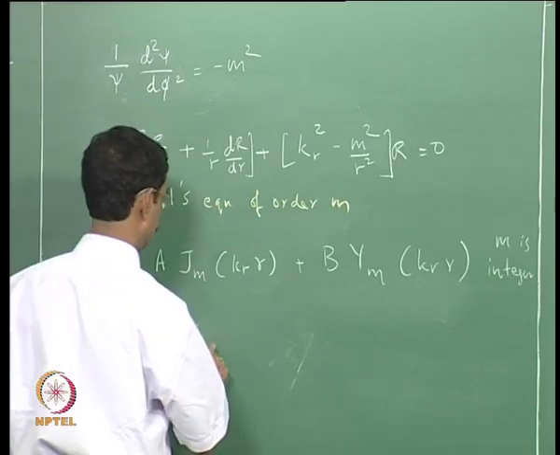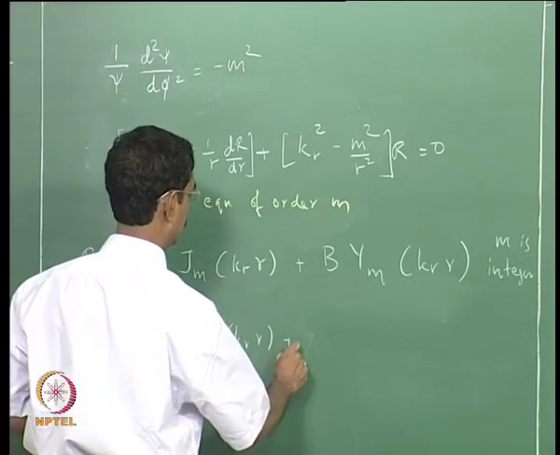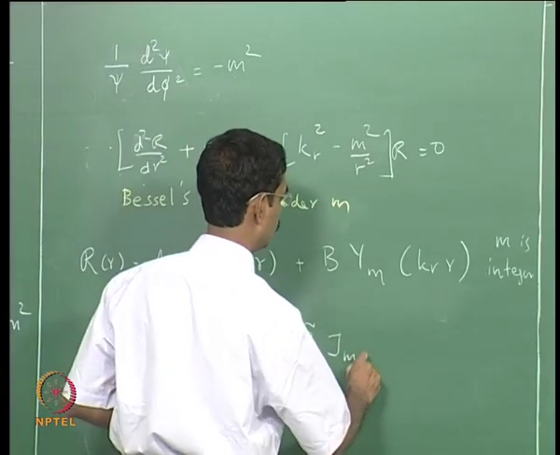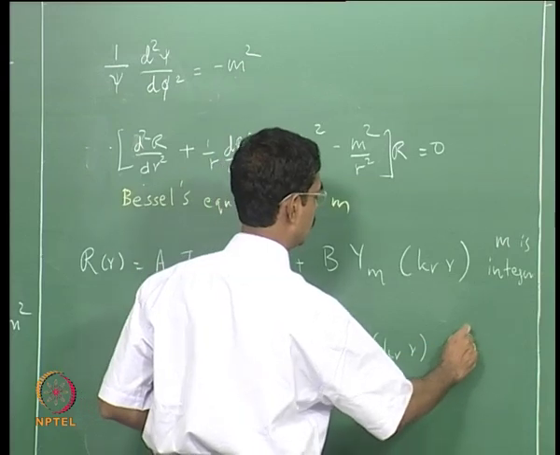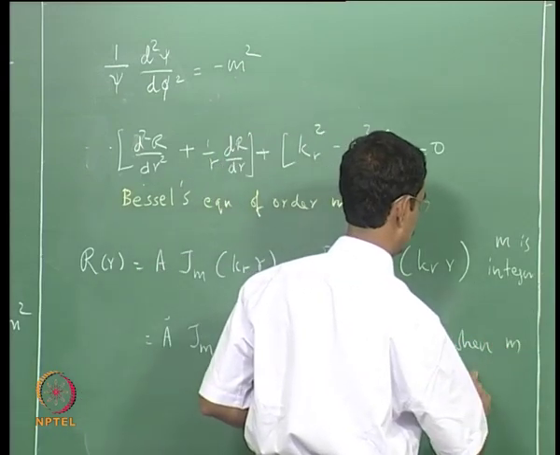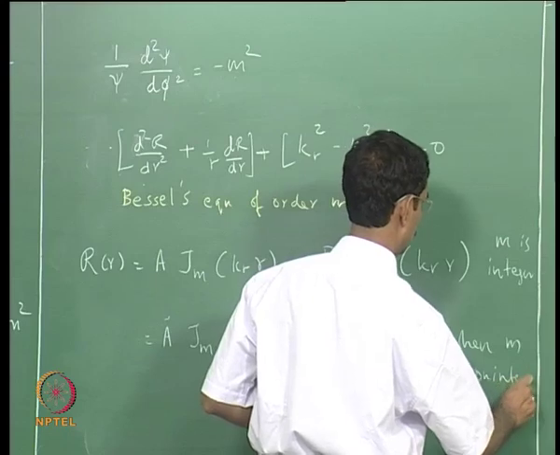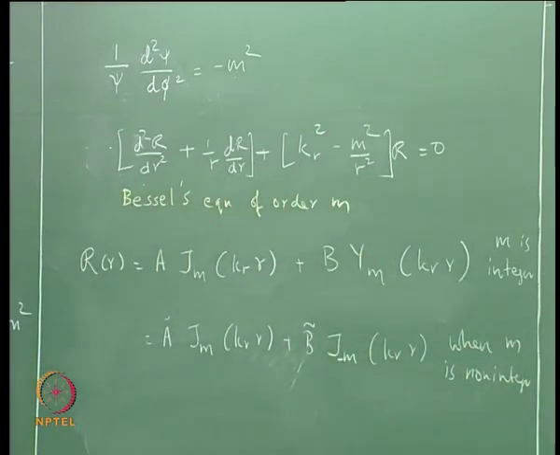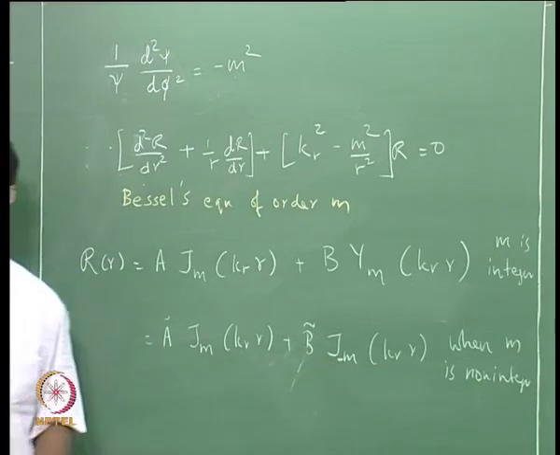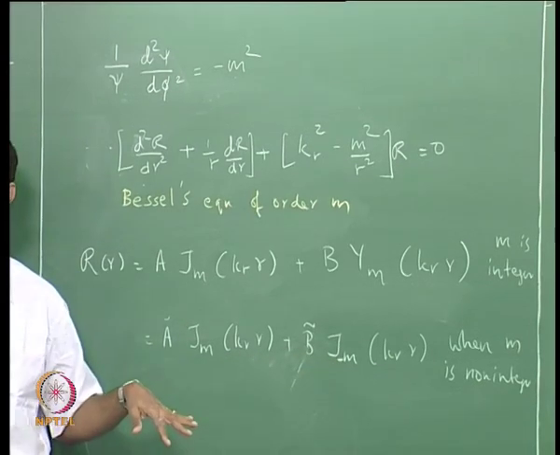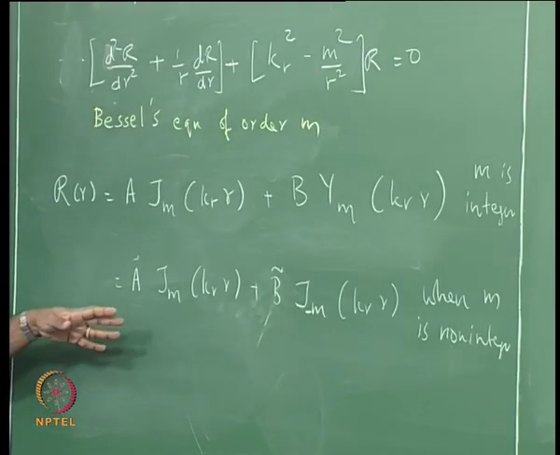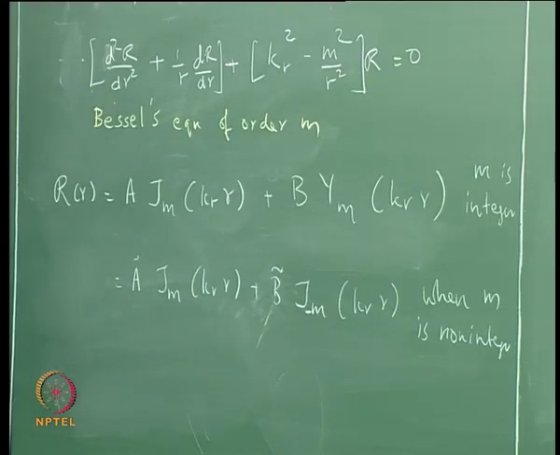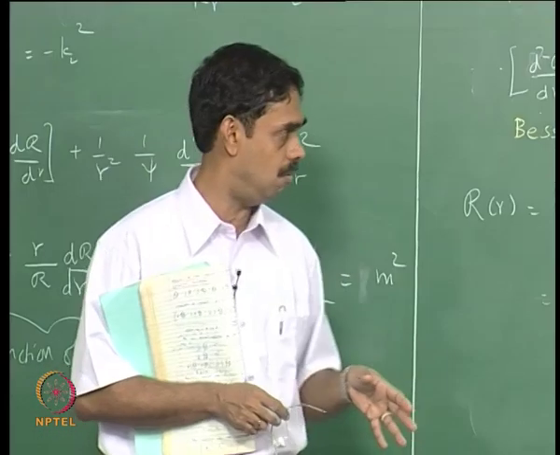Yeah, J of m k_r r plus J of minus m k_r r when m is non-integer. Now the reason we can write a solution in terms of J_m and J_minus m is because J_m and J_minus m are independent functions when m is non-integer, but when m is an integer, J_m and J_minus m are linearly dependent.